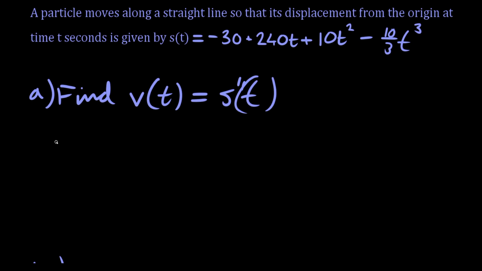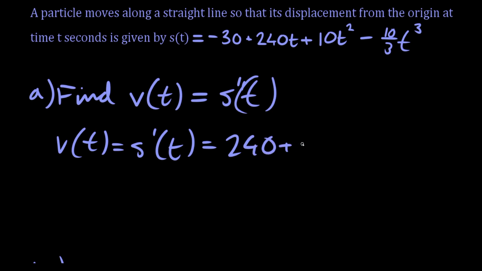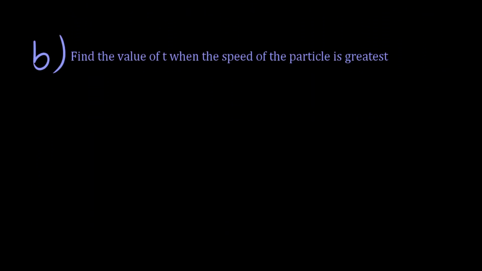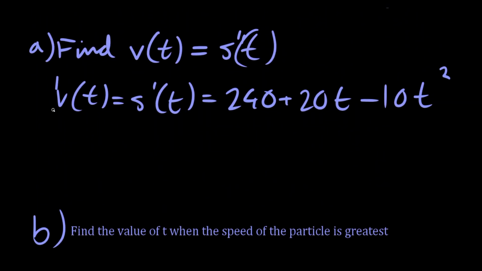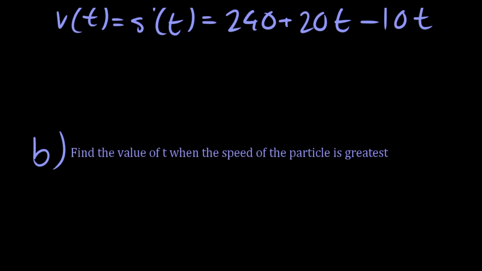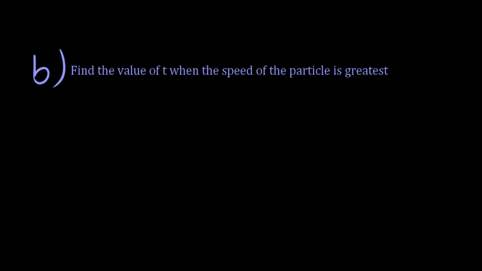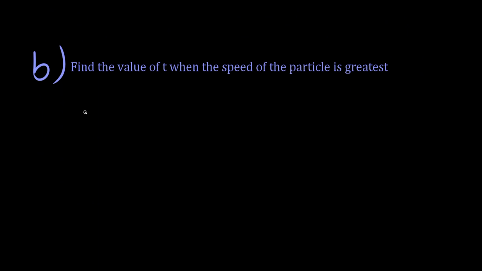So to find this, pretty simple. It should be v of t, which is equal to s prime of t, which is going to be equal to 240 plus 20t minus 10t squared, right? And we have to find the value of t when the speed of the particle is greatest, which means we have to find the maximum of v of t. So we have to find the derivative of v of t and set it to 0. And that is just equal to the acceleration. So v prime of t is equal to the acceleration a of t.